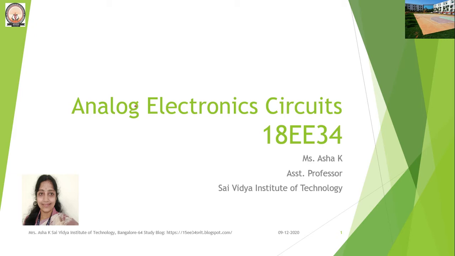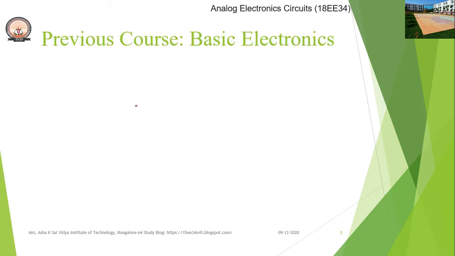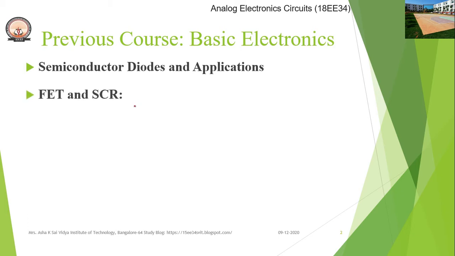Analog Electronic Circuits, 18EE34, Electrical and Electronic Engineering course. The main prerequisite course that is necessary to understand the analog electronic circuits class is basic electronics. In basic electronics, as the first module we have learnt semiconductor diodes and applications, and in the second module we have learnt field effect transistors and silicon controlled rectifier.